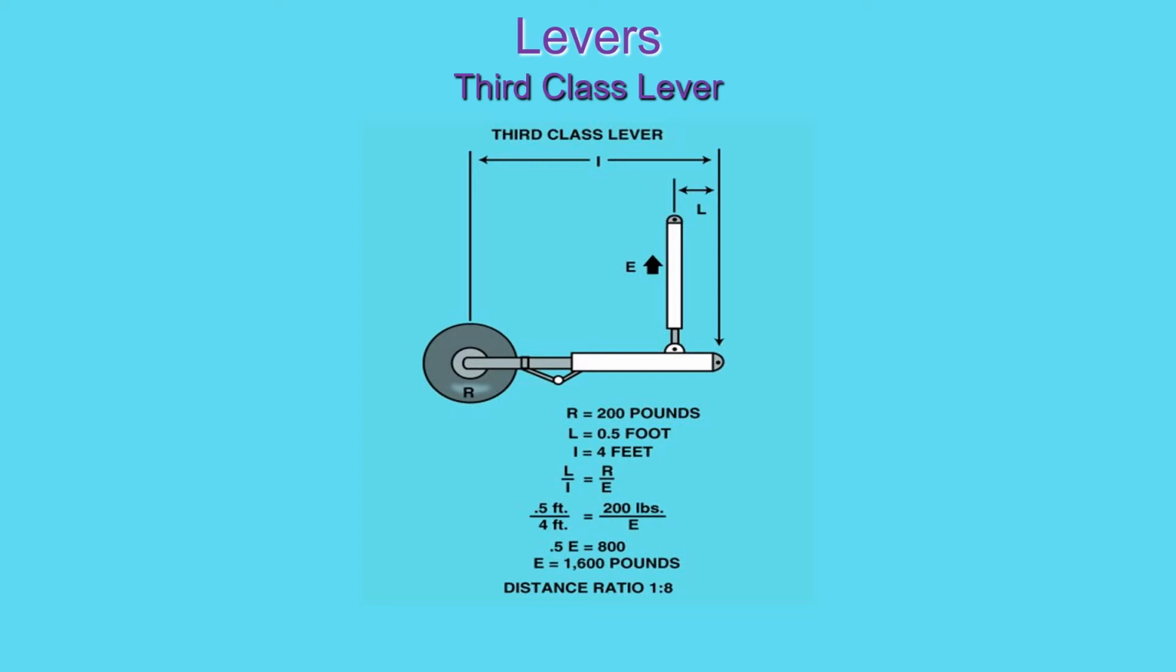In this example, we will try to determine how much force is required to lift 200 pounds 4 feet when we are only applying that force through a 1/2 foot. Again, taking our given values and plugging them into our lever formula, we get 1/2 foot divided by 4 feet equals 200 pounds divided by the force. Solving for F, we find that we would need 1,600 pounds of force to lift 200 pounds with this lever.